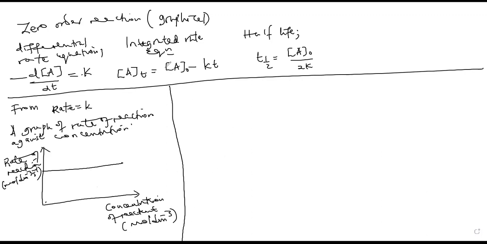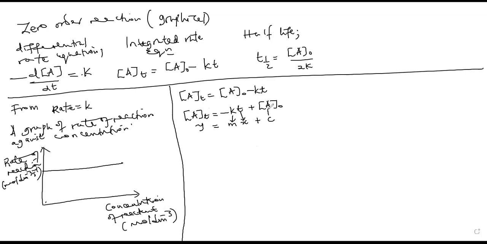But from the integrated equation, where you have concentration of A at time t equals concentration of A naught minus kt, we can work on this and derive another expression. How? This equation can be expressed as concentration of A at time t equals negative kt plus A naught, meaning that this equation is in the form y equals mx plus c. Meaning that on the y-axis, we shall have the concentration of A at time t. Our negative k is the gradient. M stands for the gradient. While on the x-axis, we shall have t.